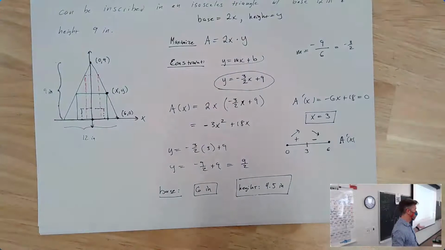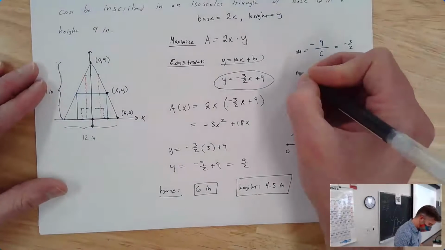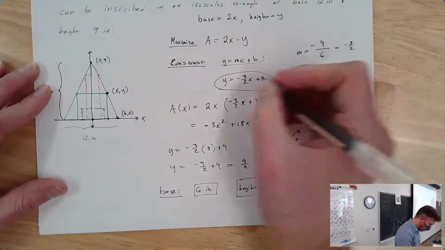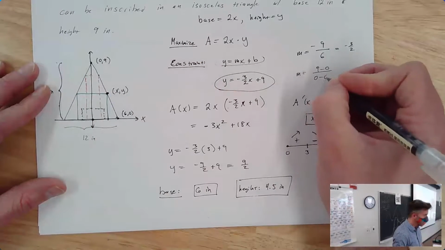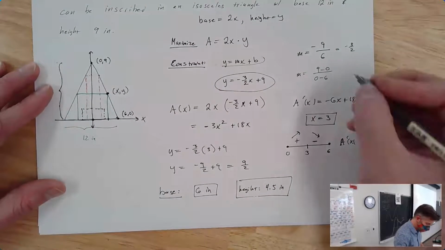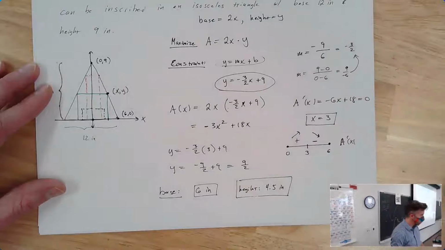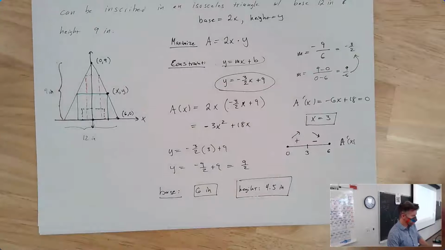Now I could have done more exposition there. I could have said, well, okay, the slope is going to be the difference in the y's over the difference in the x's. I found my slope that way. Just that. Am I answering your question? Okay, good.